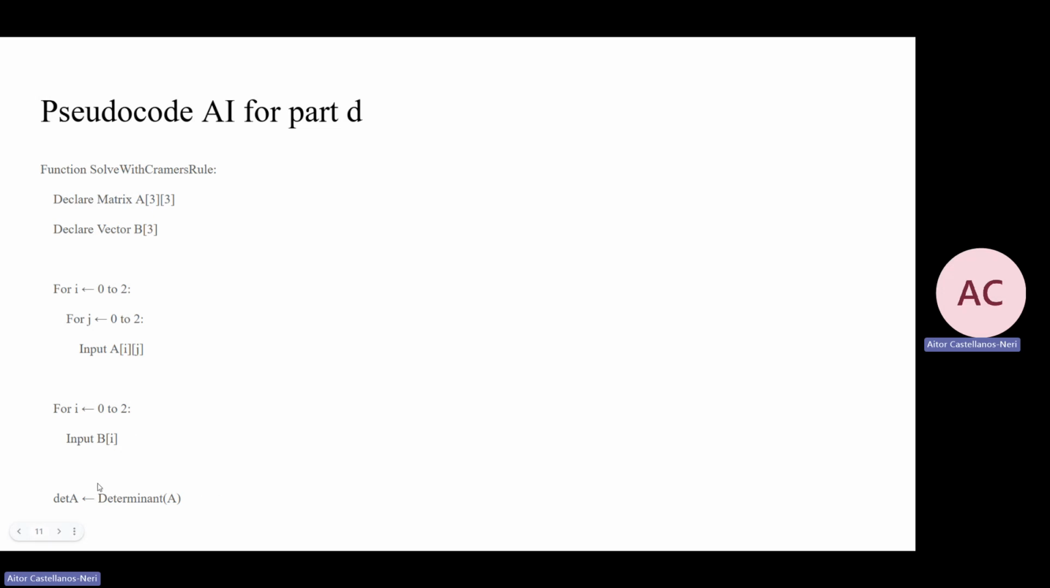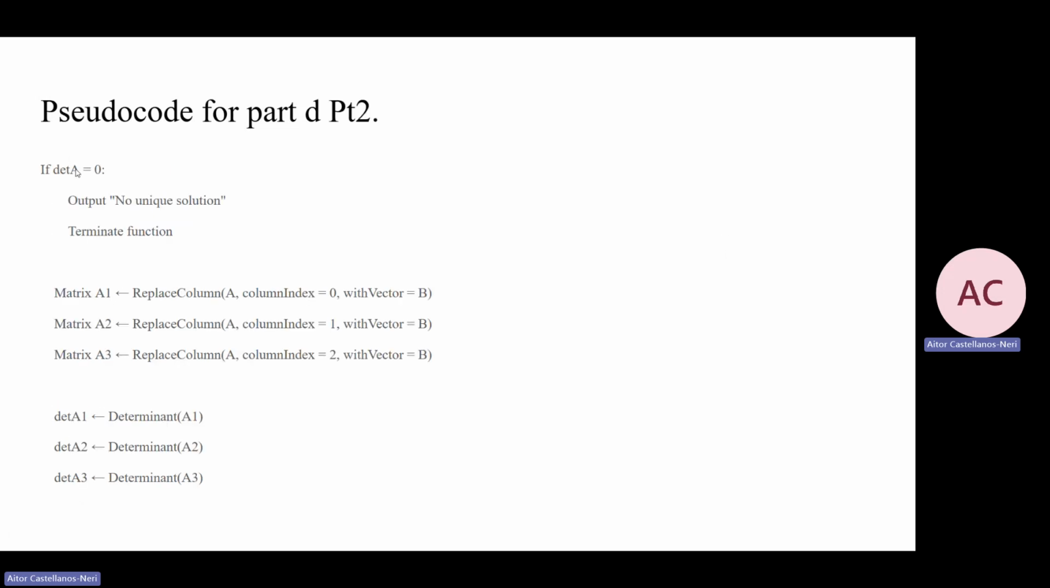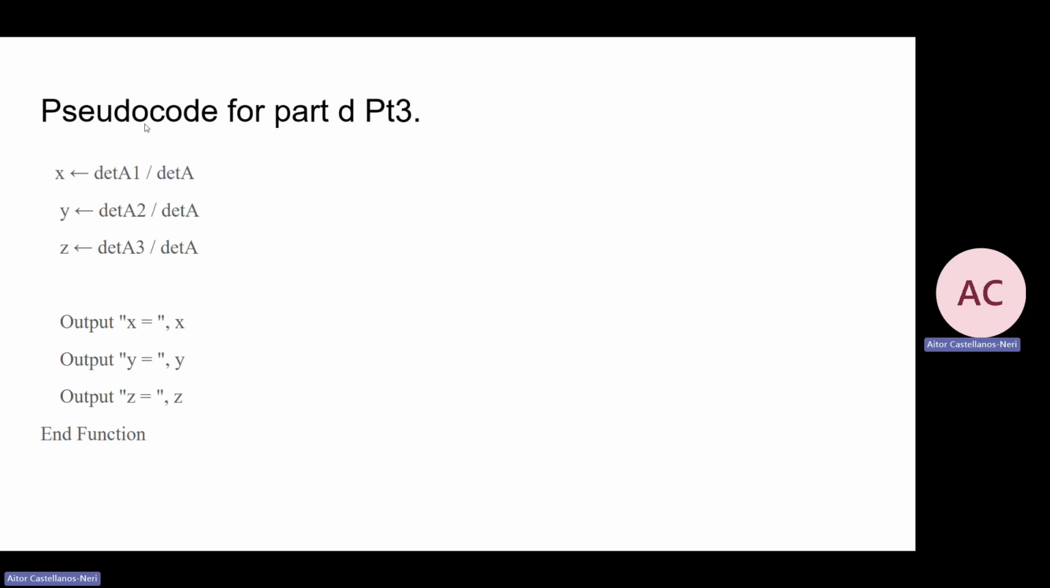And then here it's saying the determinant of A. That function would be made, but the pseudocode didn't really make it. And if it equals 0, as I said before, no unique solution. Here it's talking about the replacements of the columns themselves, and here about taking the determinants of them. Here it's the actual Cramer's rule, so it's dividing the A1s by the determinants, and then it's outputting each of these, X here, Y here, and Z, and then it ends the function there.